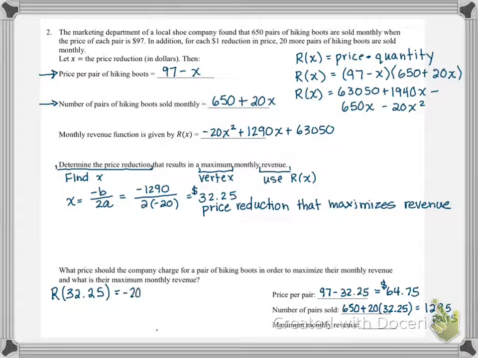So that's negative 20 times 32.25 squared plus 1290 times 32.25 plus $63,050, which gives me what? $104,007.50.